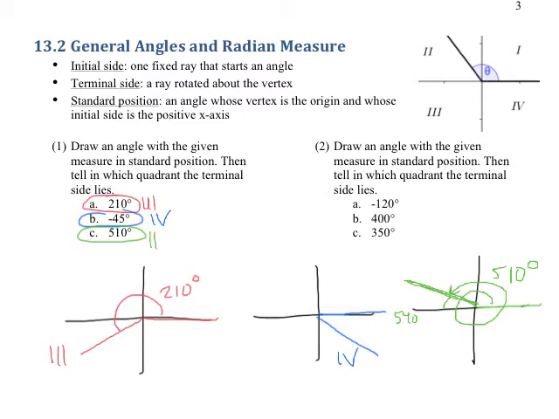This will be really important when we talk about sines of angles and cosines of angles and tangents of angles. What quadrant it is will determine whether those values end up being positive or negative, but that's a lesson for a different day.